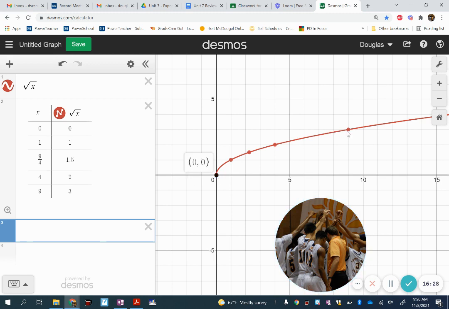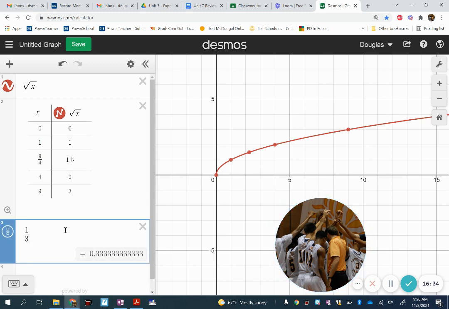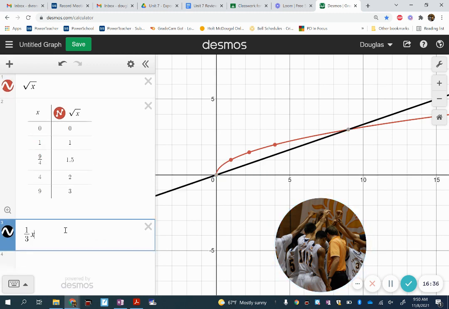So when I draw the line that connects my endpoints, 0, 0, and 9, 3, so these points here, 0, 0, and 9, 3, I'm about to draw that line. Ready? Y equals, well, let's just do 1/3 x. Get the x out there. All right, so there's the line that connects them.